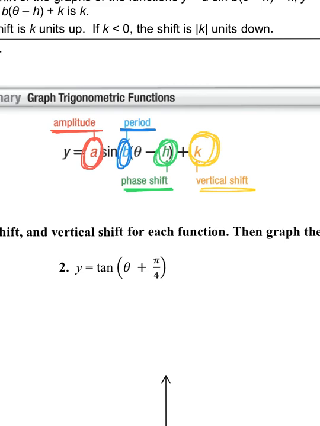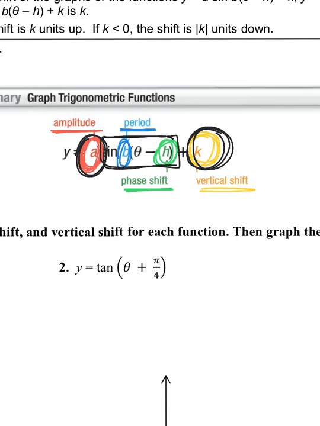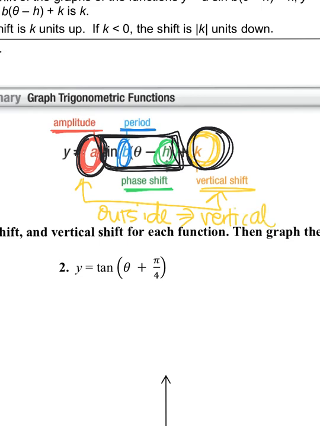All right, now easy ways to help you remember these things. Just remember if what's happening to your equation, either multiplying or adding or subtracting, is outside of the function. All right, so this is the function right here. Okay. So what's happening outside the function is going to affect the graph vertically. Okay, so it's going to stretch vertically if it's being multiplied. It's going to shift vertically if it's being added or subtracted.